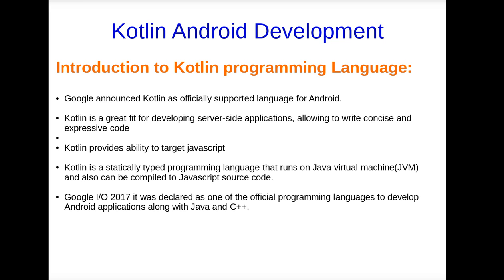Google I/O 2017 declared Kotlin as one of the official programming languages to develop Android applications, along with Java and C++.